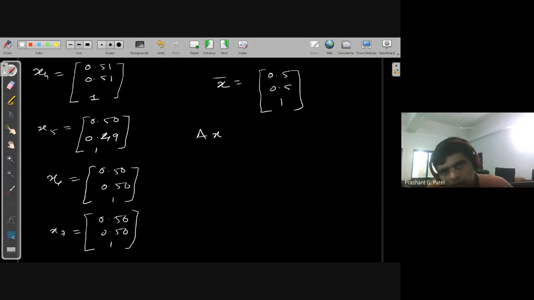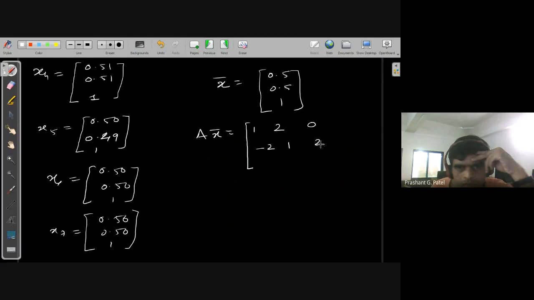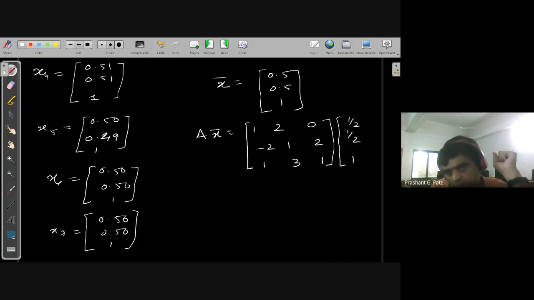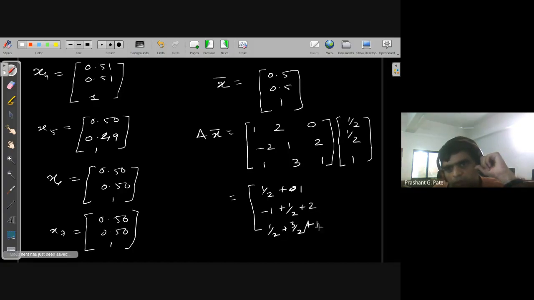So A into x bar, if I calculate, the matrix A is 1 2 0, minus 2 1 2, 1 3 1, into 0.5, which I can write as 1 by 2, 1 by 2, 1. So this will give me 1 by 2 plus 1 plus 0, then minus 1 plus 1 by 2 plus 2, then 1 by 2 plus 3 by 2 plus 1.